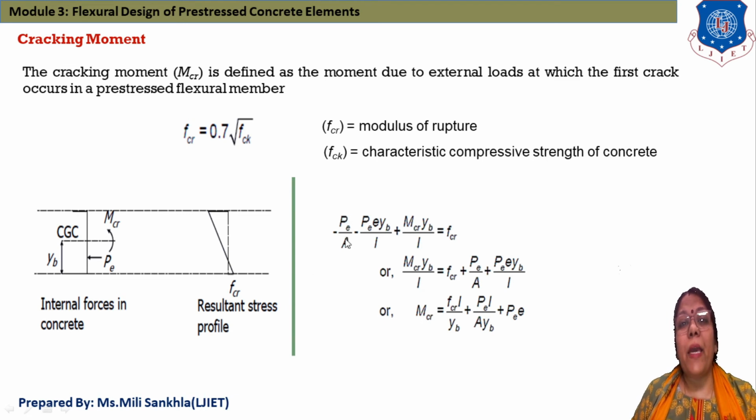Here P by A is the equation of direct stress, or we can say axial load. Our beam is subjected to axial load and the equation is P by A, and the minus sign means the section is subjected to compressive stress. Now the second one is M by Z, where M is equal to P into E. This one is for the pre-stressing force.